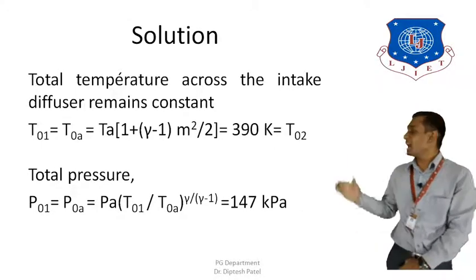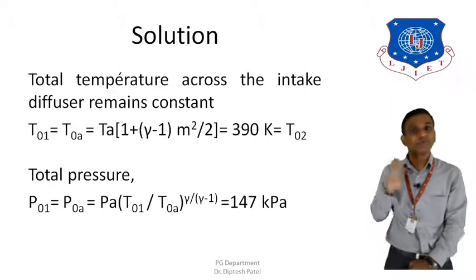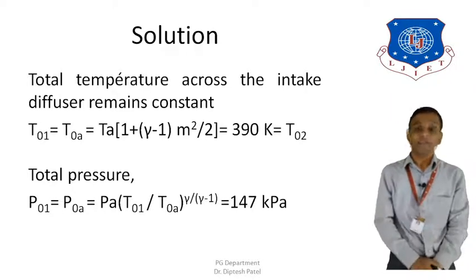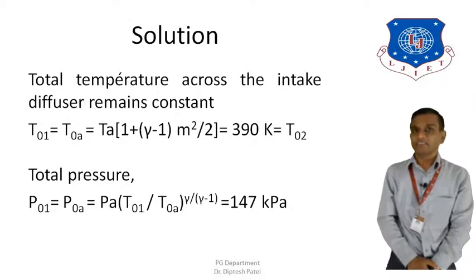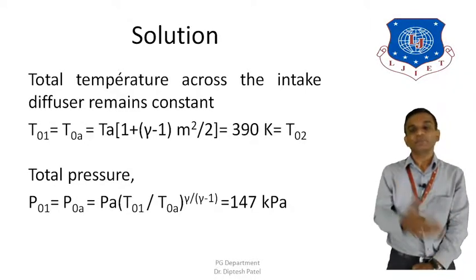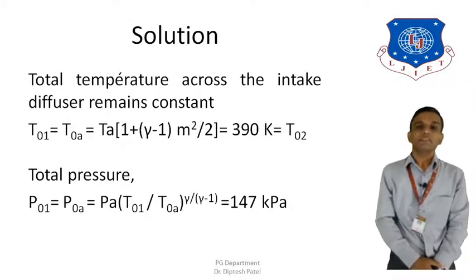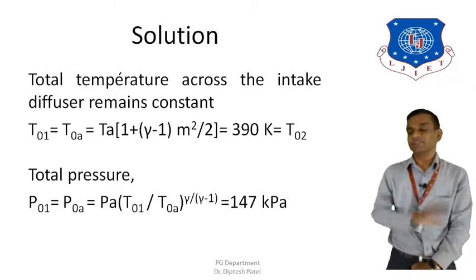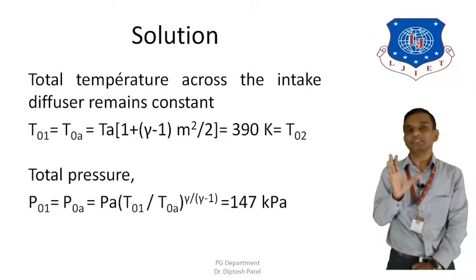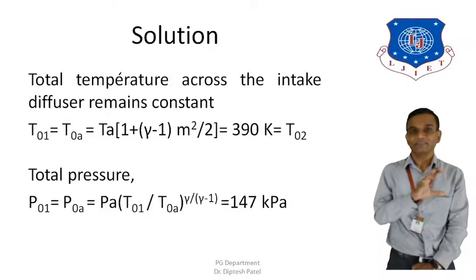So these are the isentropic relations that we are going to use to calculate the pressure at the outlet of the diffuser. And once you substitute the values, you should be able to get P01, which is equal to 147 kilopascal. So here we are keeping all the units the same. So here we are using the kilopascal.